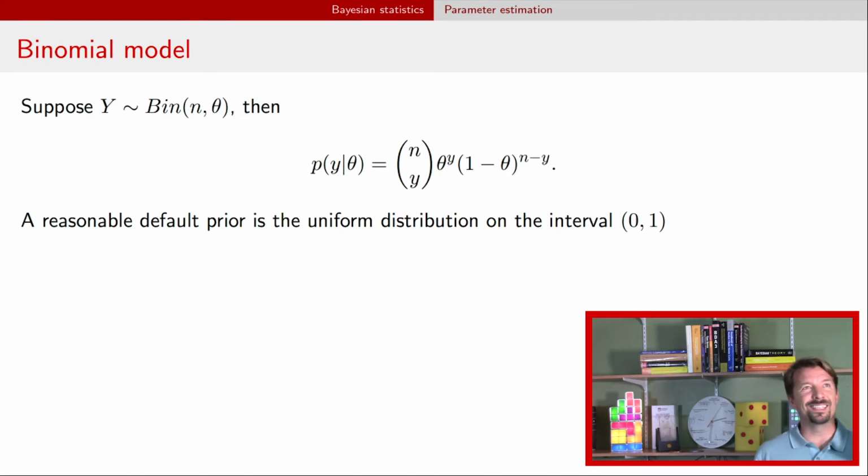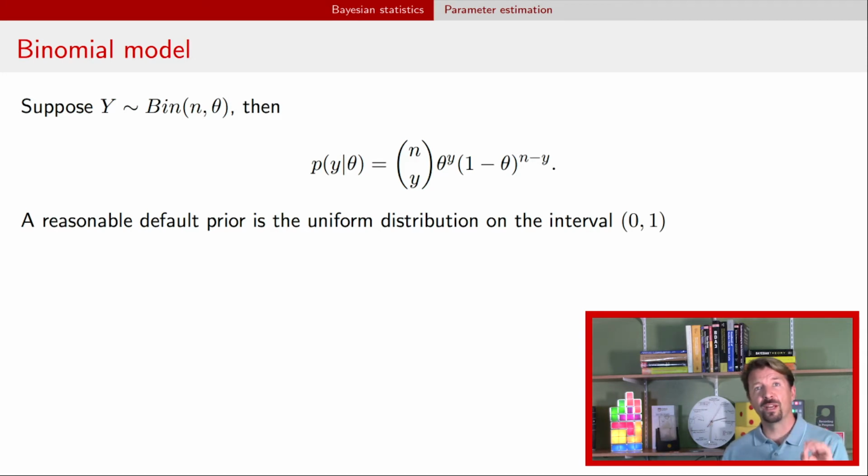Okay, so let's just get more concrete here. That was sort of the general outline of how we do parameter estimation in a Bayesian sense. Here we're going to apply it specifically to the binomial model. We talked about the binomial model in an earlier slide. Hopefully there'll be a card up there.